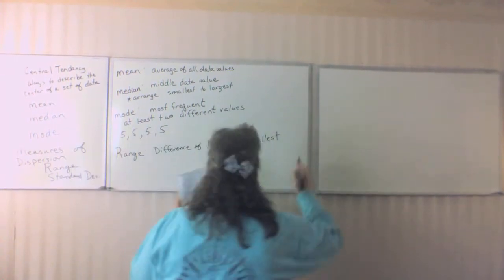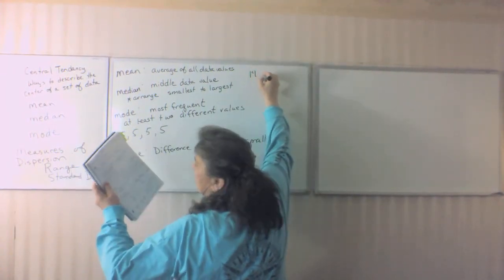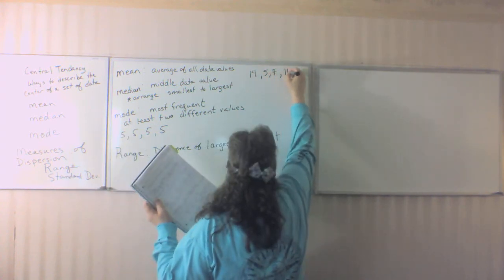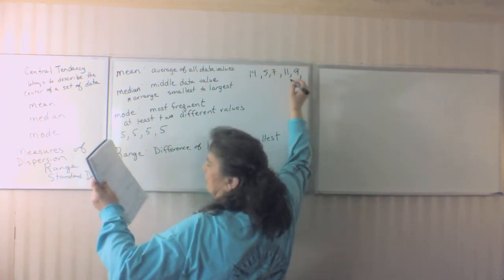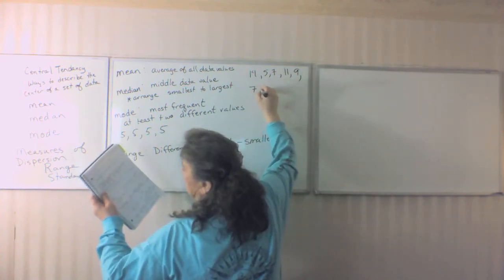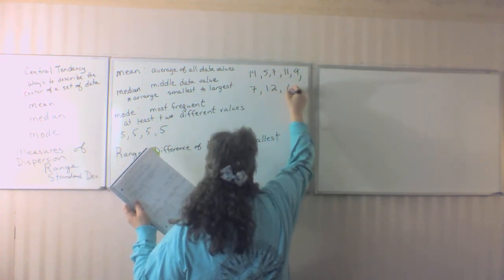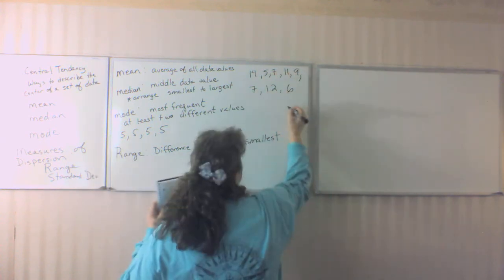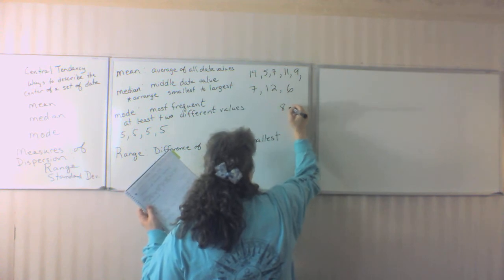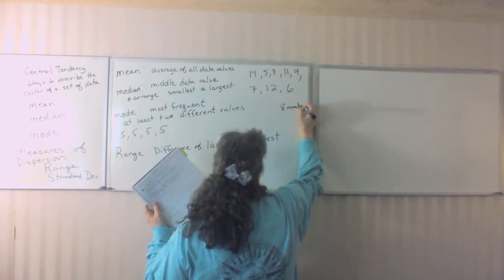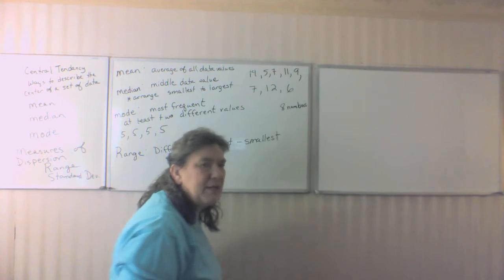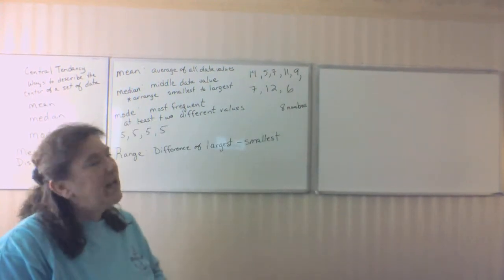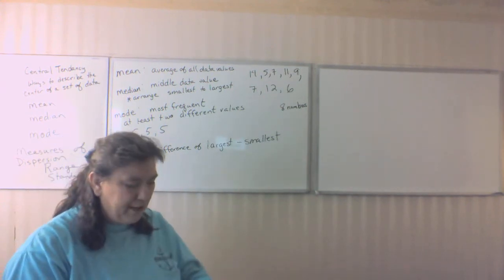So here's a small set of data. 14, 5, 7, 11, 9, 7, 12, and 6. 1, 2, 3, 4, 5, 6, 7, 8. Yes. So there are 8 numbers in my data set. Always count it, because sometimes you skip one or you forget one or you don't get it copied down. So you have to be careful to make sure you get all the numbers down.